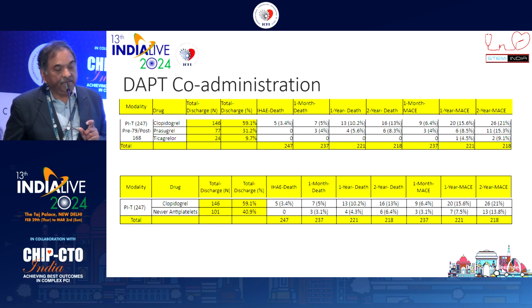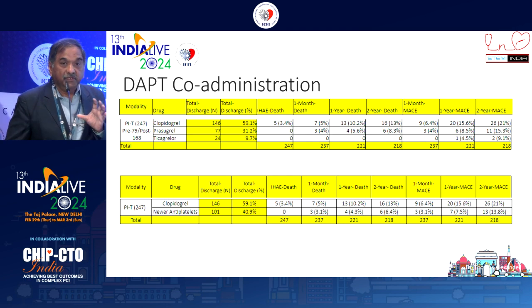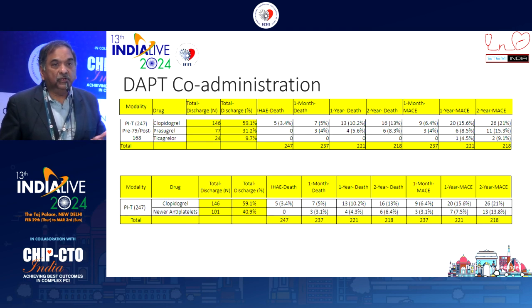But again, we pulled out data from our own registry, and if you look at the lower table, clopidogrel was used in the pharmacoinvasive group versus the newer antiplatelets, either ticagrelor or prasugrel. If you look at mortality, 1 month mortality is 3.1% versus 5%. 1 year mortality is 4.3 versus 10.2, and 2 year is 6.4 versus 13%. So in terms of efficacy, clearly if you were to use the newer antiplatelet agents, rarely do we use prasugrel these days, but ticagrelor, if you were to add on ticagrelor, there is safety data from the TREAT study, and there is efficacy data from the TN STEMI program.